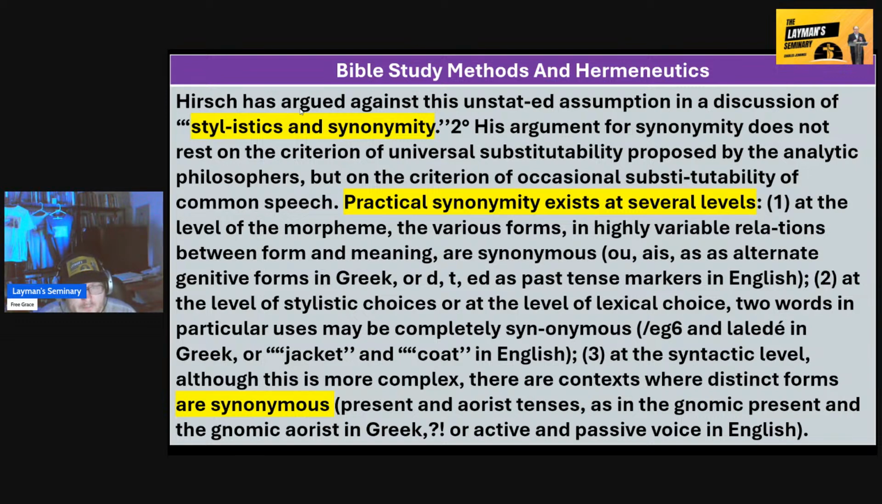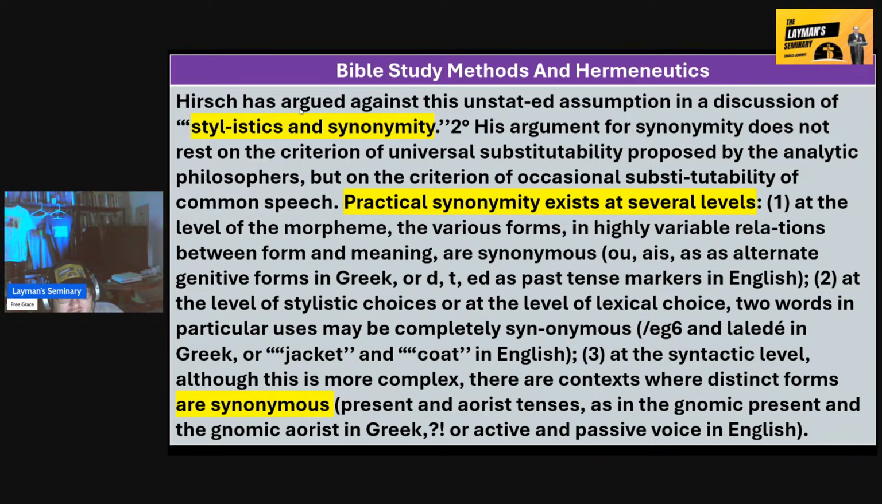So that's just a form. Two, at the level of stylistic choice or lexical choice, two words in particular uses may be completely synonymous. For example, I don't know what that word is in Greek, or jacket and coat in English. Three, at the syntactic level, although this is more complex, there are contexts where distinct forms are synonymous. Now, this is interesting. This is 1990, guys. And yeah, he's fixing to make a statement that people don't even grasp today.